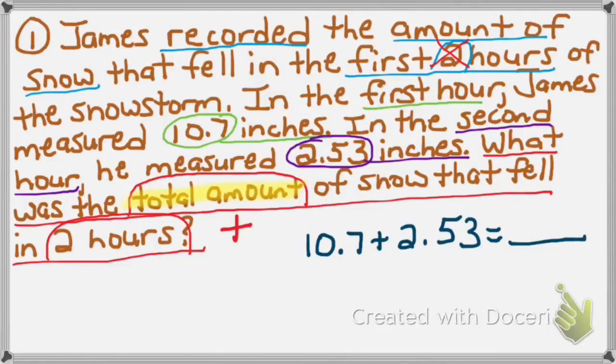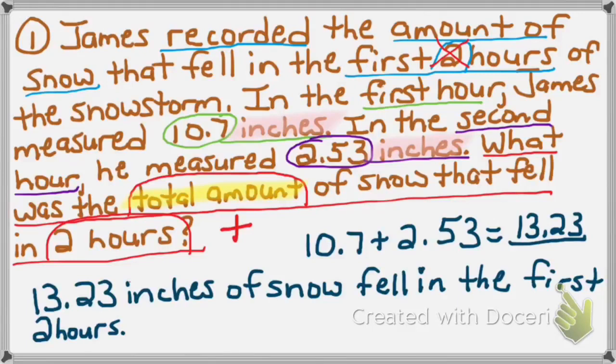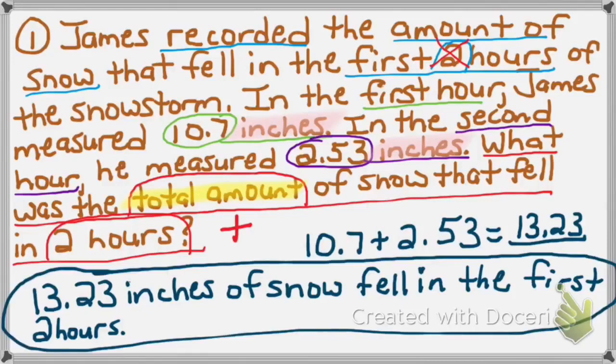So I worked this out on the other page and found that my answer was 13 and 23 hundredths. This is a word problem. The question says, what was the total amount of snowfall that fell in 2 hours? So my answer will be 13 and 23 hundredths inches of snow fell in the first 2 hours. Notice that in my answer there's a decimal that looks like a decimal. And that's my final answer.